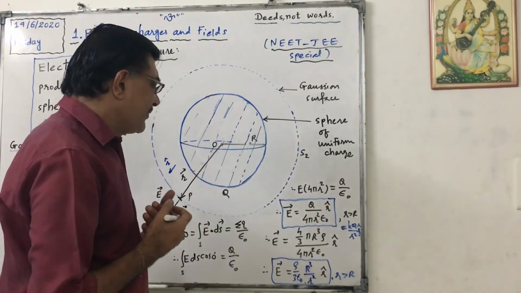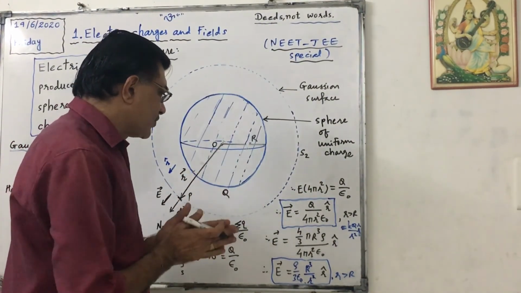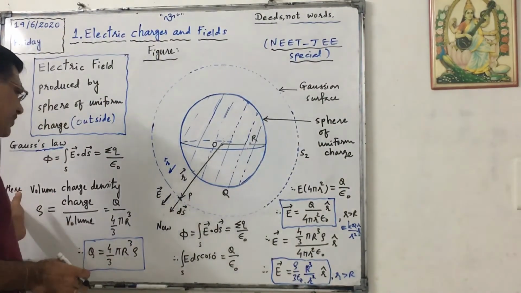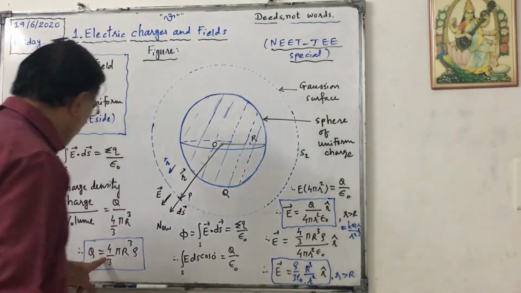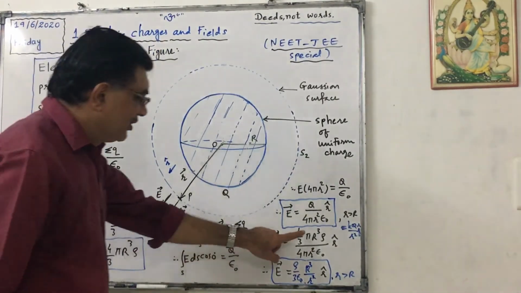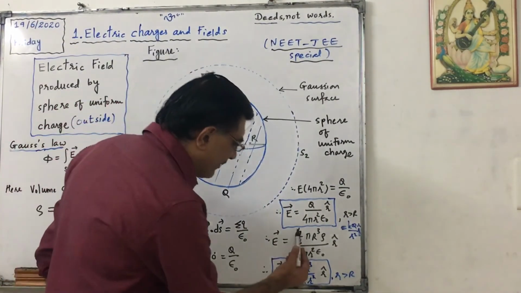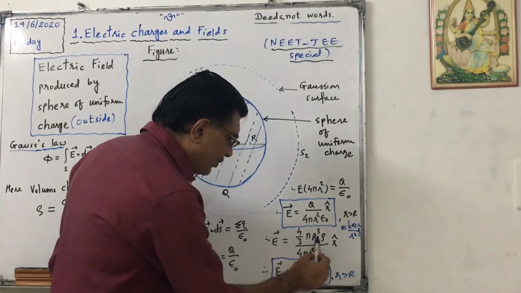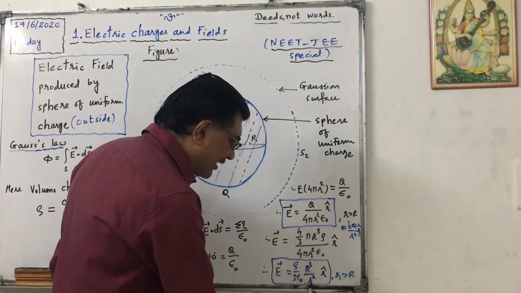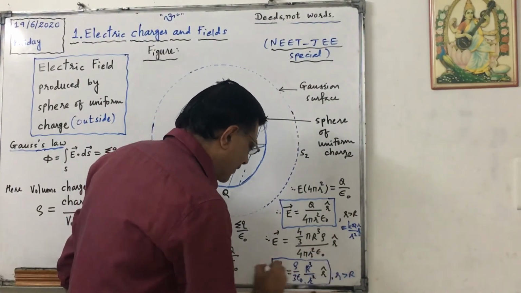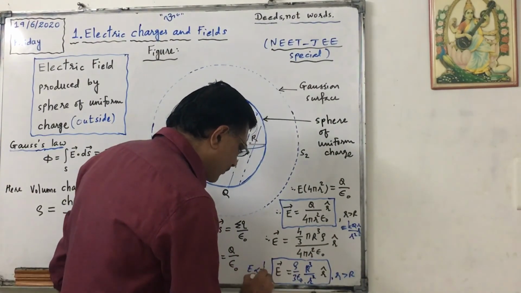If I want to write this equation in terms of rho, the volume charge density, then I have to just replace this Q as 4 upon 3 pi capital R cube rho. So what will happen? 4 pi will be cancelled. So rho upon 3 epsilon naught into capital R cube upon small r square. In short, E is proportional to 1 upon r square for an outside point.